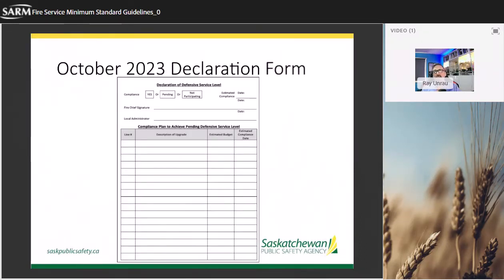So this is what the declaration form looks like. It looks relatively simple, but the declaration form is the piece of paper or the electronic scan that you're going to send into the fire commissioner's office, into the Saskatchewan Public Safety Agency. And this form really summarizes 16 months worth of work. The self-assessment checklists that go with the different levels of service might be relatively simple for some departments to go through, and more complicated for others. But even doing that process, whether you choose to participate or not, is going to be a really good exercise for council and the fire department to get on the same page with where they're at.